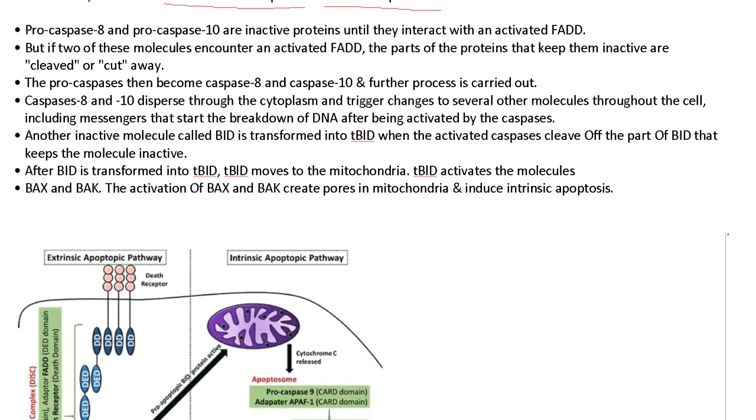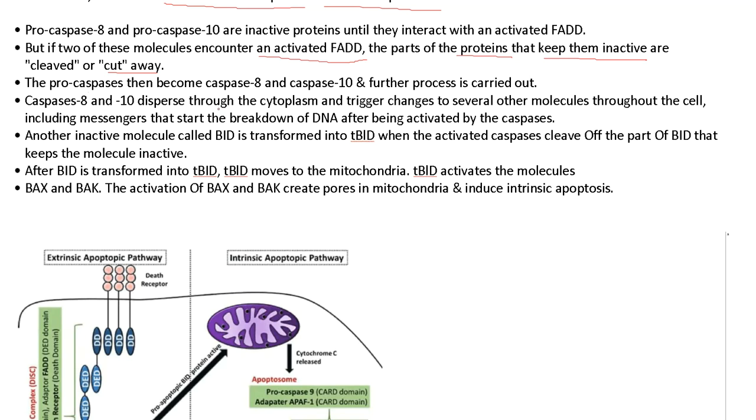If two of these molecules encounter an activated FADD, what will happen? The parts of the proteins that keep them inactive are cleaved or cut away. For example, in procaspase, some part is cleaved off to form caspase. When they bind with active FADD, their inactive part is cleaved off to form the active protein.